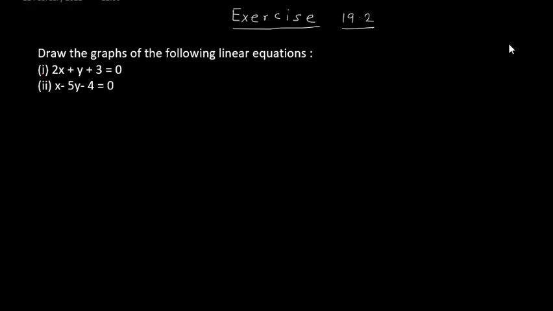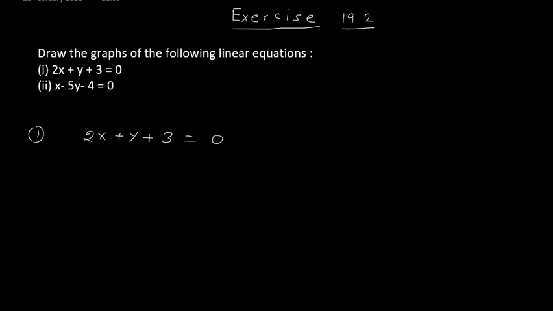Now today we are going to see exercise 19.2. Chapter is coordinate geometry. Let us solve this first problem. The problem is draw the graph of the following linear equation. So first question, let us first discuss this first question. 2x plus y plus 3 equal to 0.